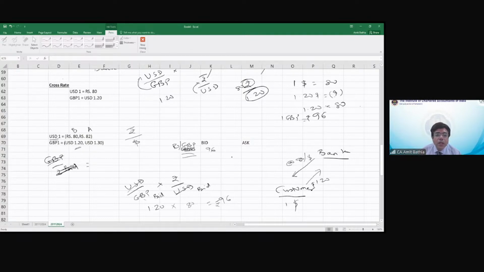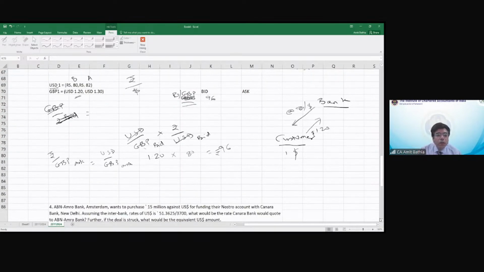So this is rupees per GBP. Now the same thing I want to do for ask also. Again, for ask I want to find what is going to be rupees per GBP. So how will I get that? Again I need to multiply it. First of all I will say USD upon GBP ask, multiply it with rupees upon USD.